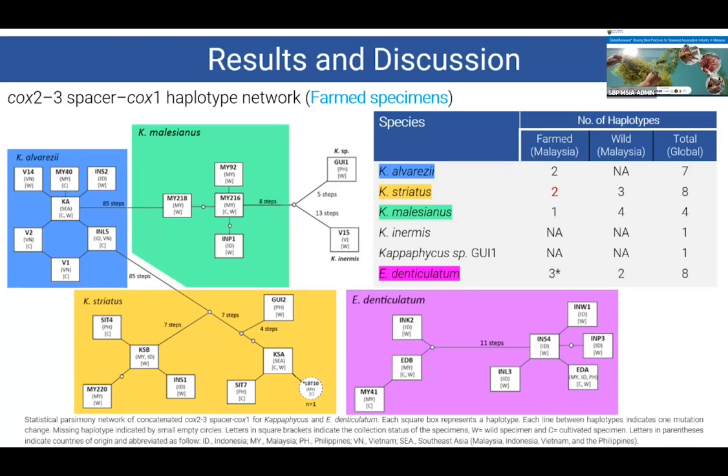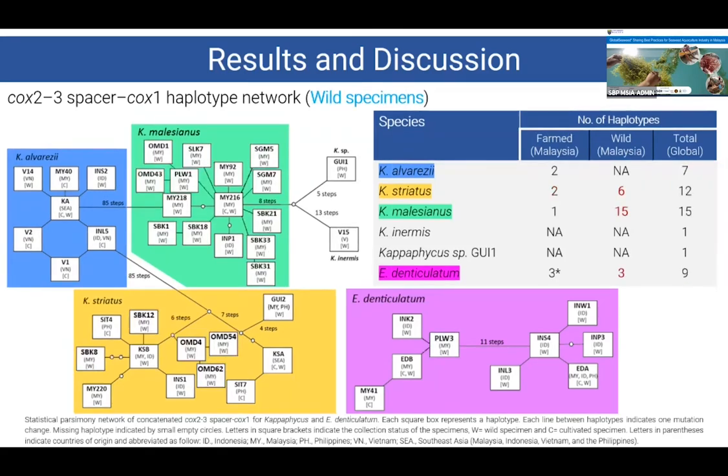The total number of global haplotypes based on the COX-2-3 spacer COX-1 dataset here is 7 for Kappaphycus alvarezii, 8 for Kappaphycus striatus, 4 for Kappaphycus malaysianus, and 8 for Eucheuma denticulatum. However, it should be noted that this number is an underestimation, as new and novel haplotypes have been recorded in the Philippines using other genetic markers in the past few years.